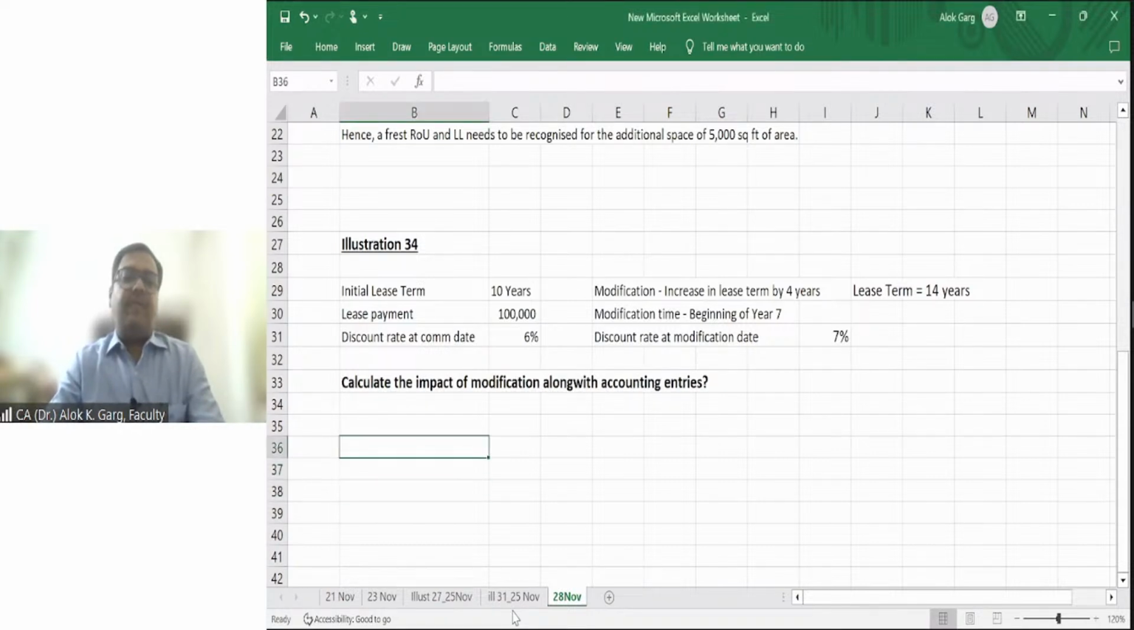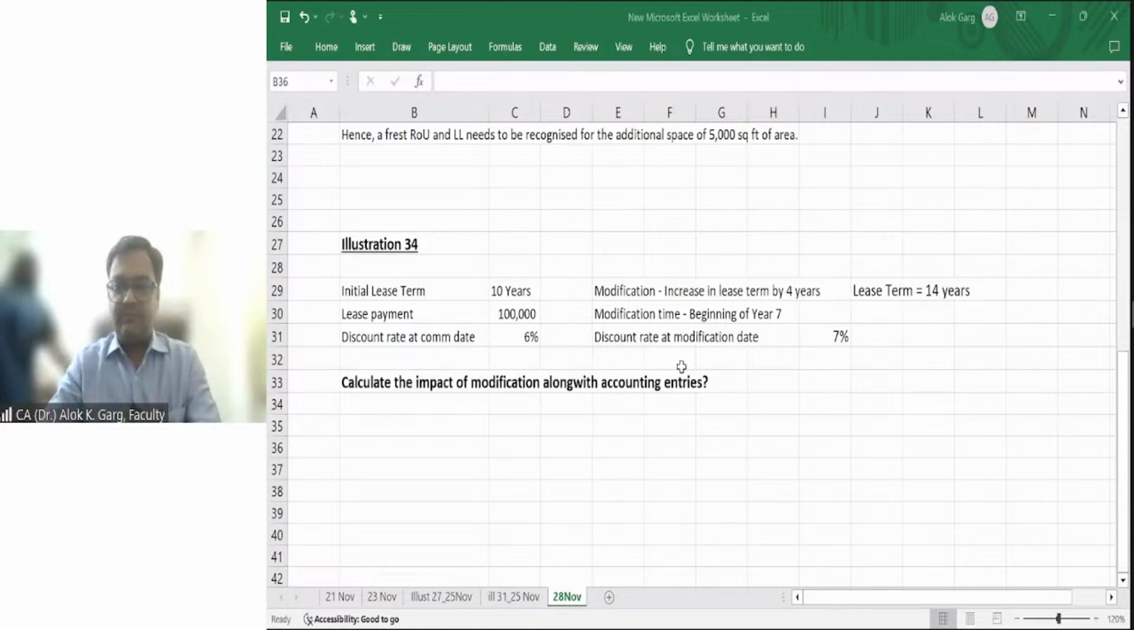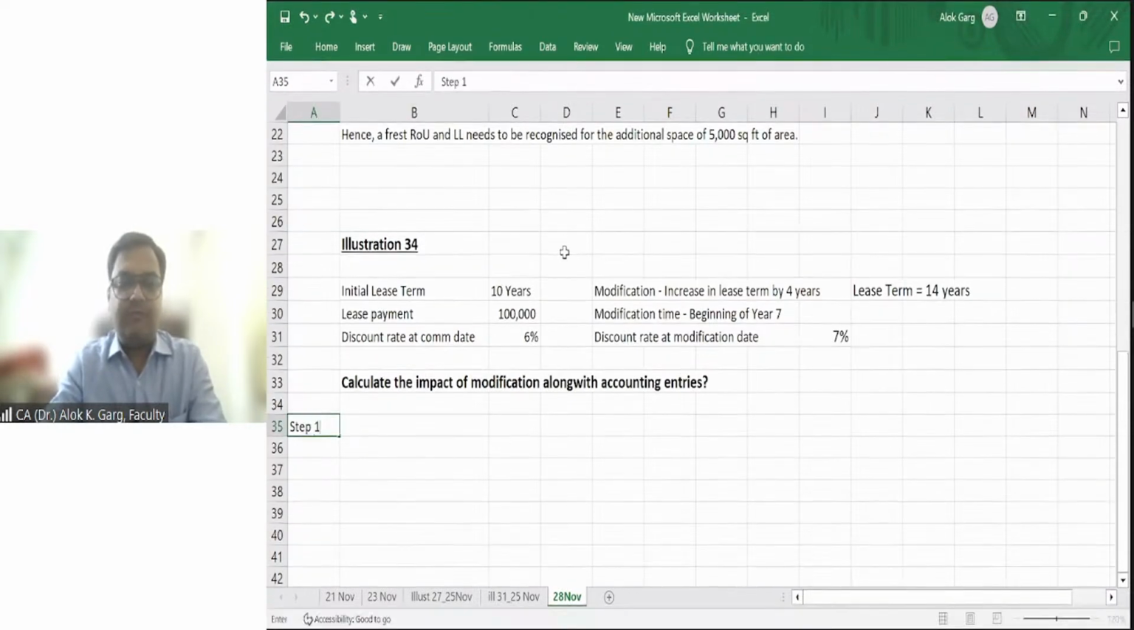First of all, I need to compute what is my ROU and what is my lease liability on the basis of the original terms and conditions. What is my step number one? My step number one is to calculate present value of lease payment on the basis of original terms. Okay. Step one. Please write down step one.